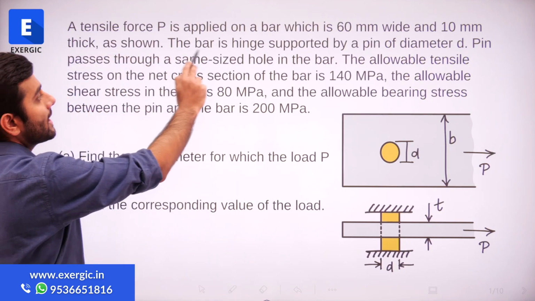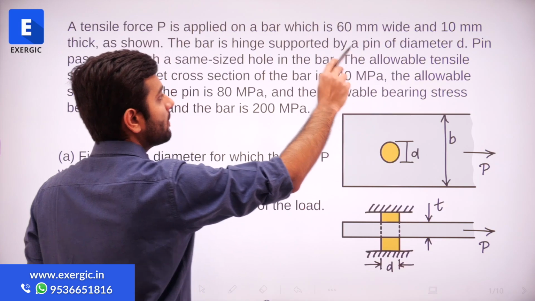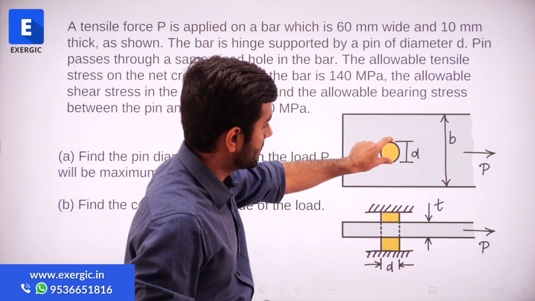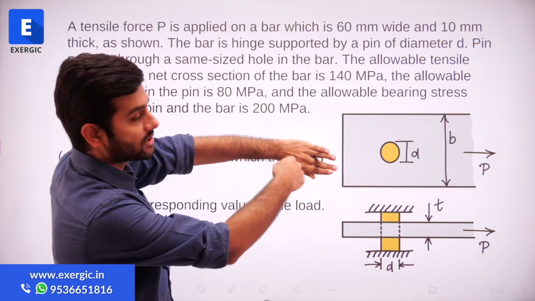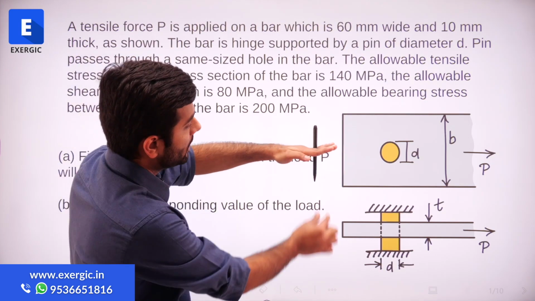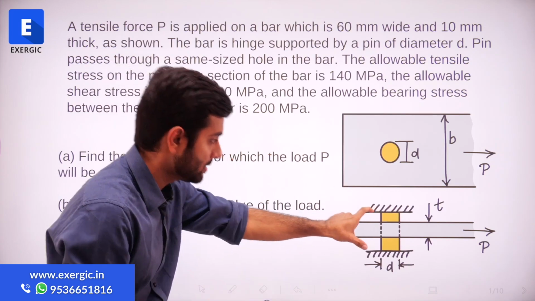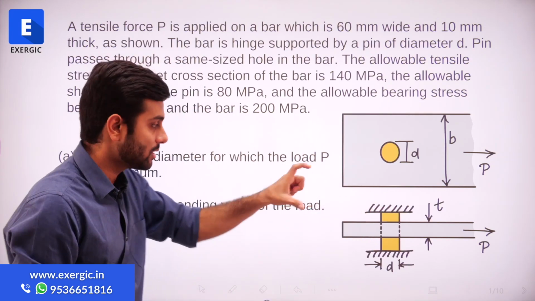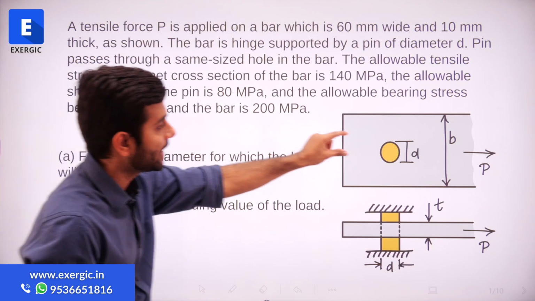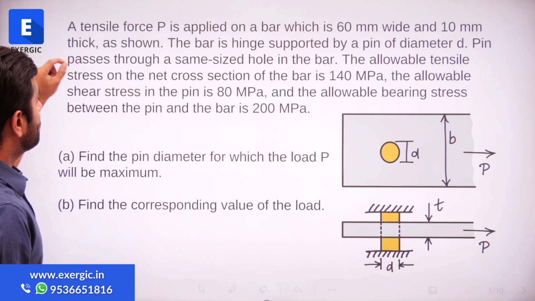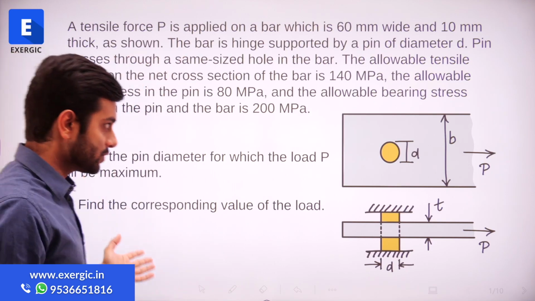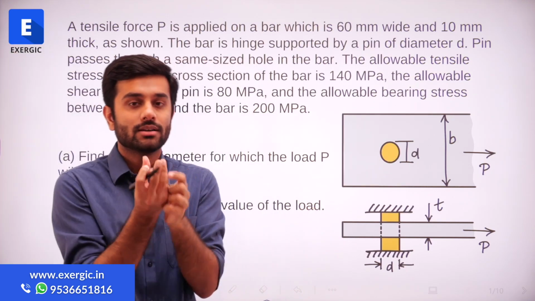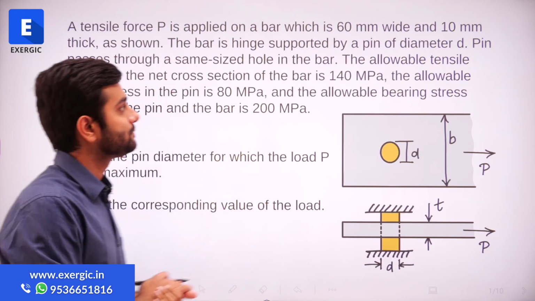As it says, the bar is hinge supported by a pin of diameter d, which is visible to us, d diameter, and this is also d, right? From the top view also, you will be able to see the cross section, and from the side, you will be able to see the length. So this is the pin, this is the hinge, using which we have supported it. It has a diameter of d. The pin passes through the same size hole in the bar. Okay, so there is no gap in size between the pin and the bar.